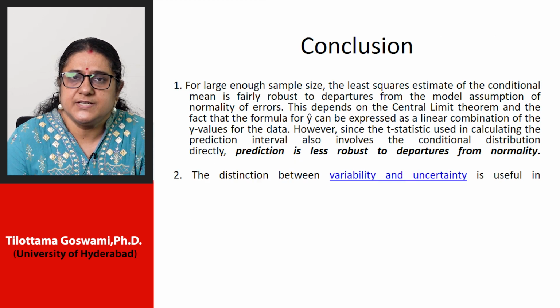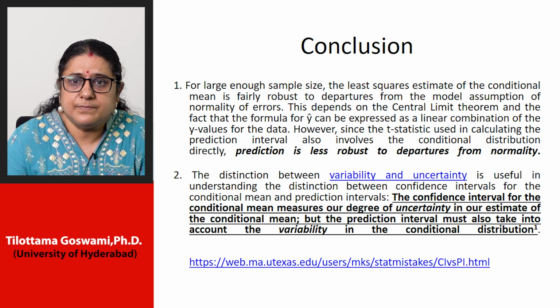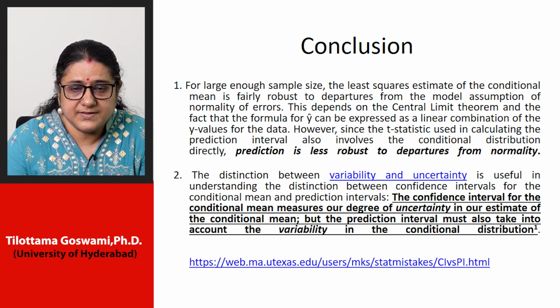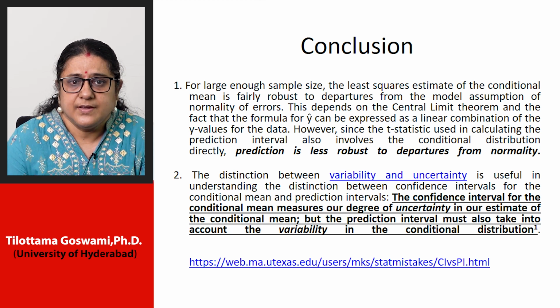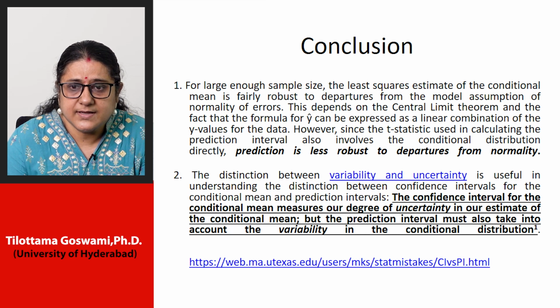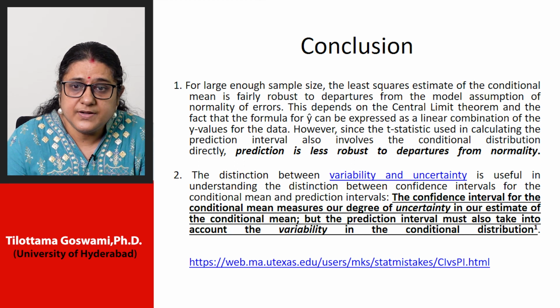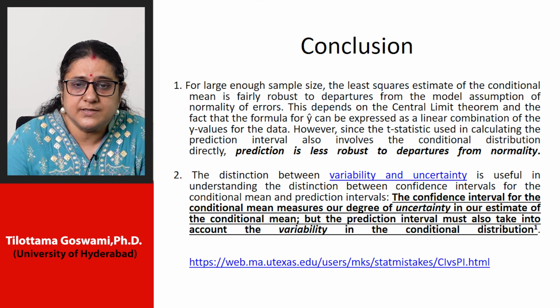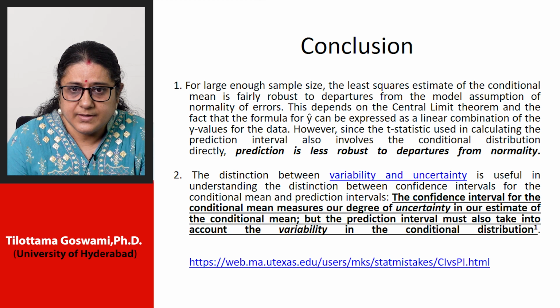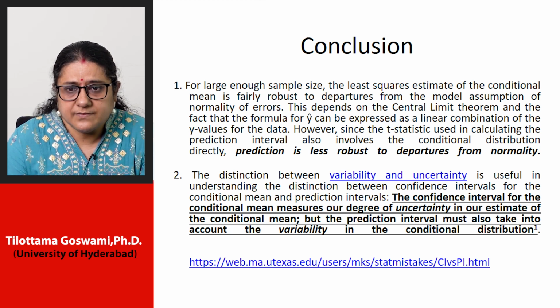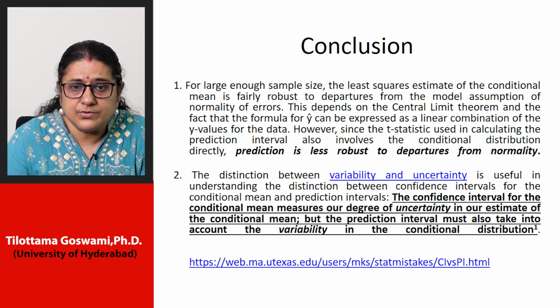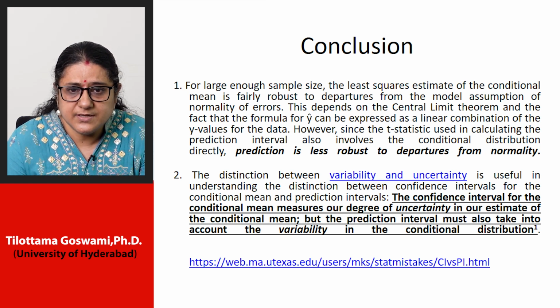So, conclusion: prediction is less robust to departures from normality when there is a high standard deviation, and the distinction between variability and uncertainty is useful in understanding the distinction between the confidence intervals for the conditional mean and the prediction intervals. To measure the degree of uncertainty in our estimate for the conditional mean, the prediction interval must also take into account the variability in the conditional distribution.